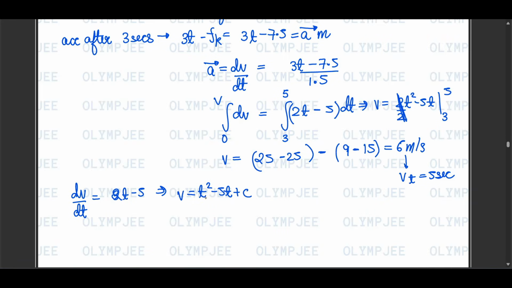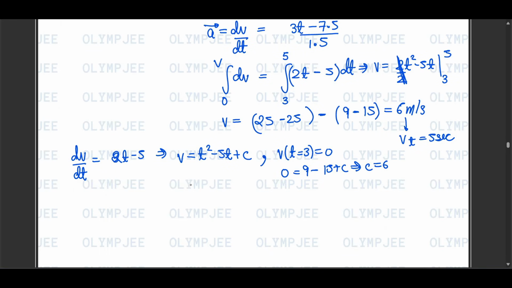And we know that at t is equal to 3 seconds the velocity is 0. So 0 is equal to 9 minus 15 plus c, which will give us c as 6. So the actual formula of velocity is t square minus 5t plus 6, right? Here we did not write the constant because anyways the constant will get eliminated in definite integration. But here we are doing indefinite integration to find the general formula of velocity at any point, right?